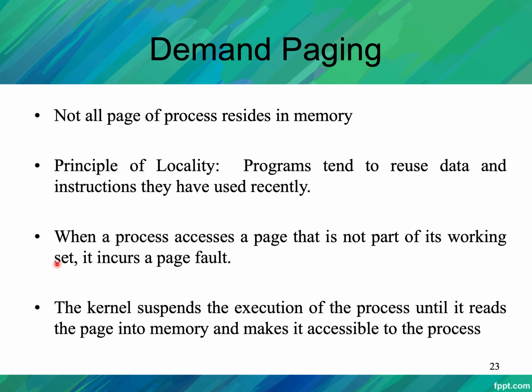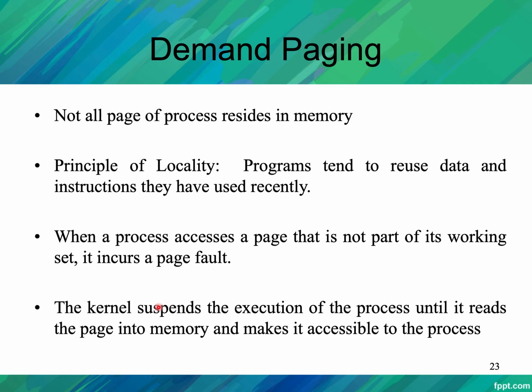So working set means the pages I'm currently using, the pages currently loaded into the primary memory that are relevant to the executing process. That is called the working set. So whenever a process wants to access a page which is not part of the working set, that means it is not currently available in primary memory, and at that time it incurs a page fault. So page fault means a process trying to access a page which is not available in the primary memory.